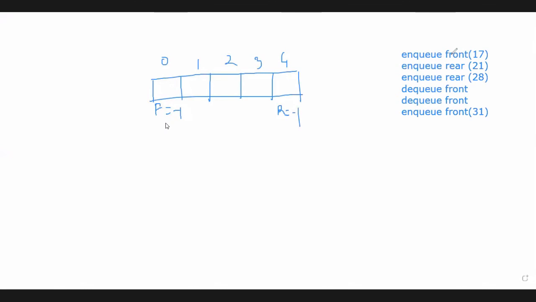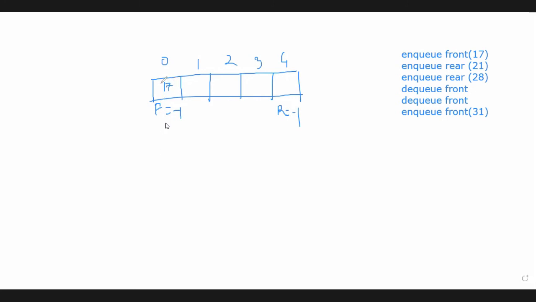In queue, from where, front and rear? And what is the value of front and rear now? Front equals -1 and rear equals -1. Okay. So if we want to insert 17 in the front side, that means we can use the first position 0. So here we can insert 17.